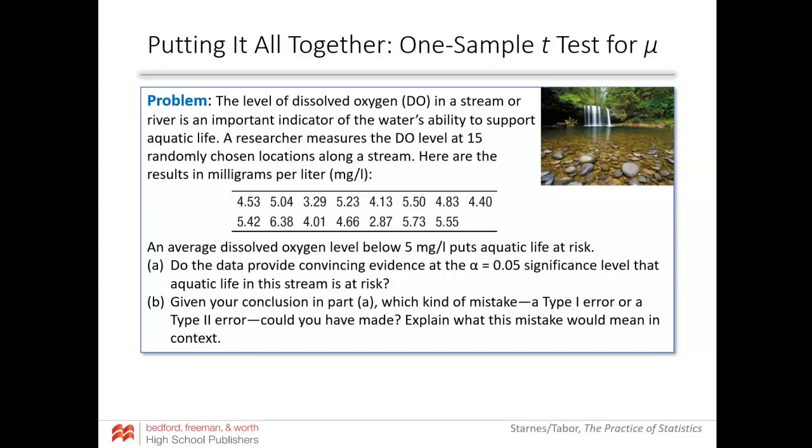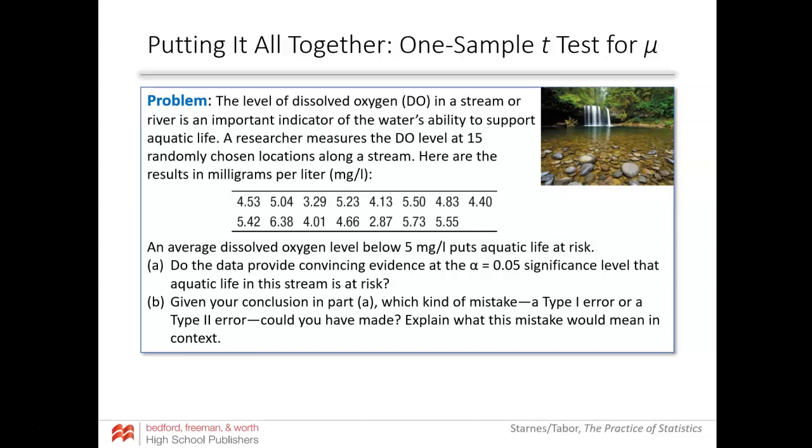An average dissolved oxygen level below 5 milligrams per liter puts the aquatic life at risk. So did the data provide convincing evidence at the 5% significance level that aquatic life in the stream is at risk? Well, that's a very loaded question because that asks us to perform a significance test, so that's going to take us a minute. And then we're going to use our conclusion to determine if type 1 or type 2 error possibly could have been made, and then talk about what that looks like.